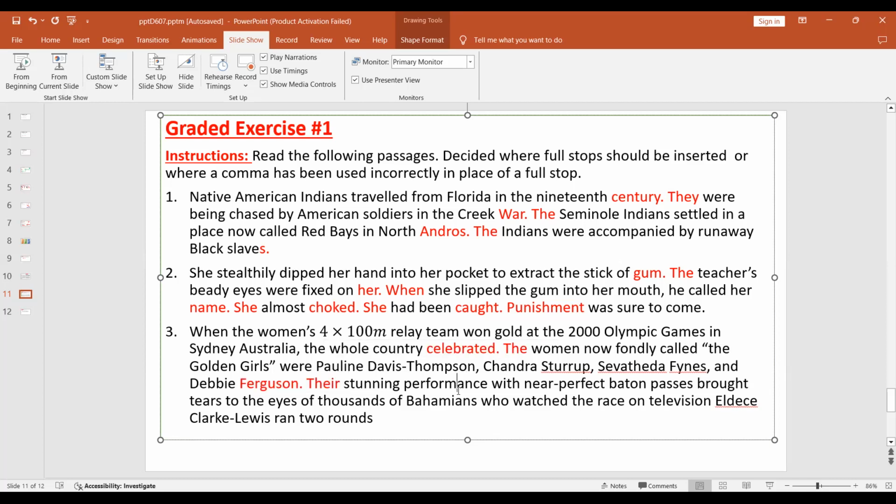Their performance with near perfect baton passes brought tears to the eyes of thousands of Bahamians who watched the race on television. Do we change anything? We put a full stop after "television". And Eldece Clark ran two rounds. And after "two rounds", I put a full stop. Very good.